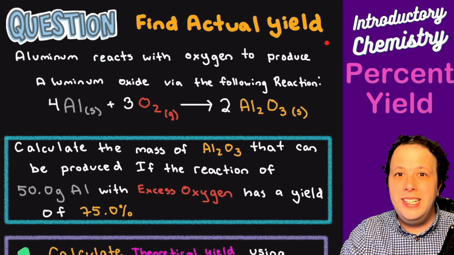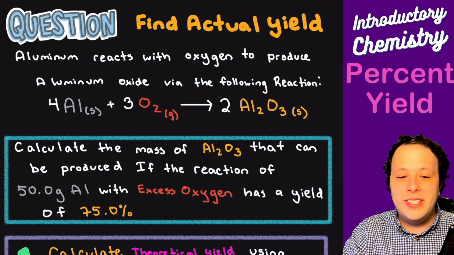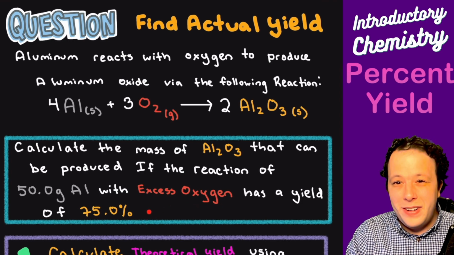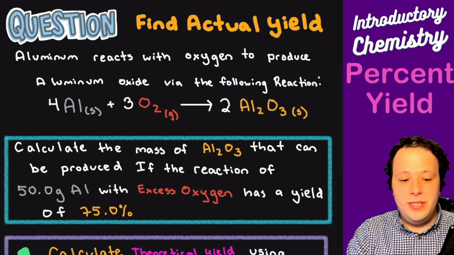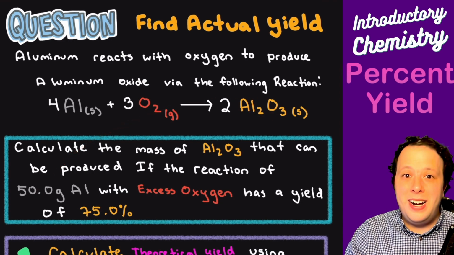So we're going to be working backwards, meaning that aluminum reacts with oxygen to produce aluminum oxide via the following reaction. So we have 4 aluminum reacting with 3 oxygen to make 2 aluminum oxide. So what we are going to do is calculate the mass of aluminum oxide that can be produced if the reaction of 50 grams of aluminum with excess oxygen has a yield of 75%. So first things first, we need to calculate the theoretical yield starting with the 50 grams of aluminum. So we're going to convert that to aluminum oxide in this problem.